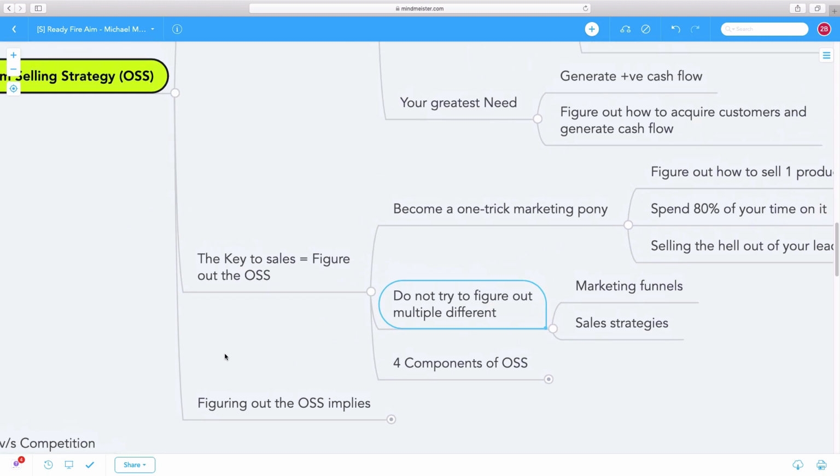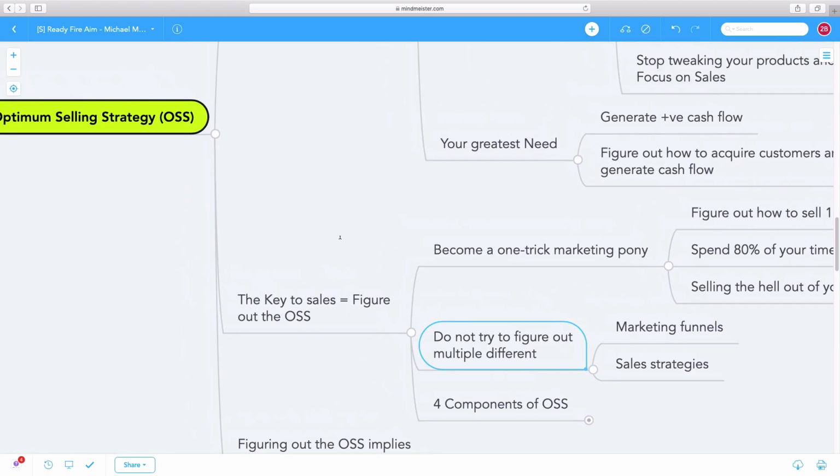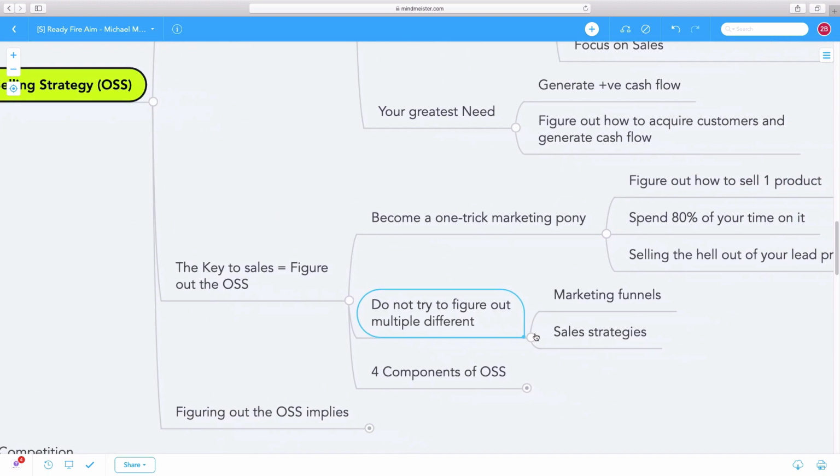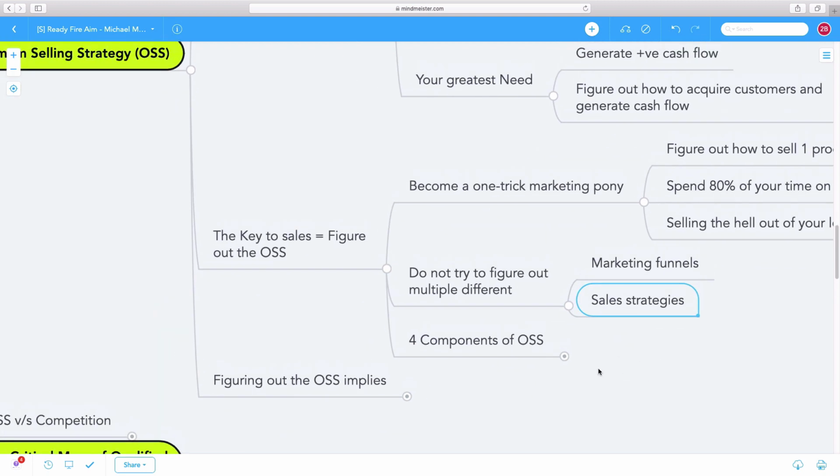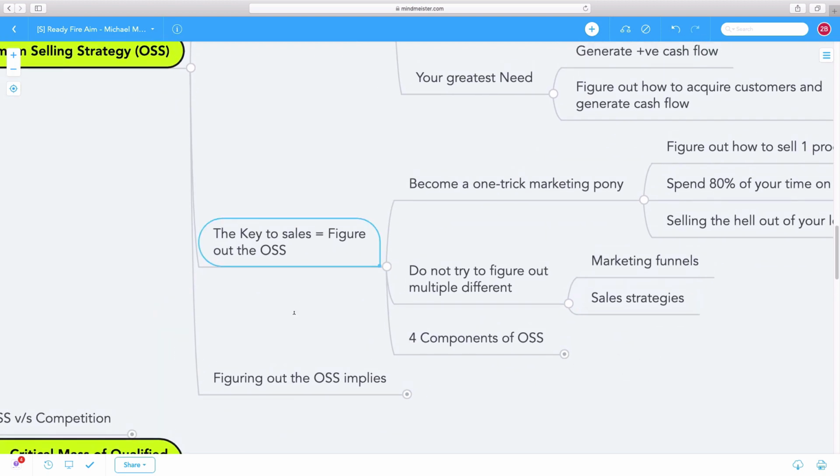You don't need fancy funnels. You don't need to figure out multiple different marketing strategies and sales strategies to make it work. You just need one optimum sales strategy.